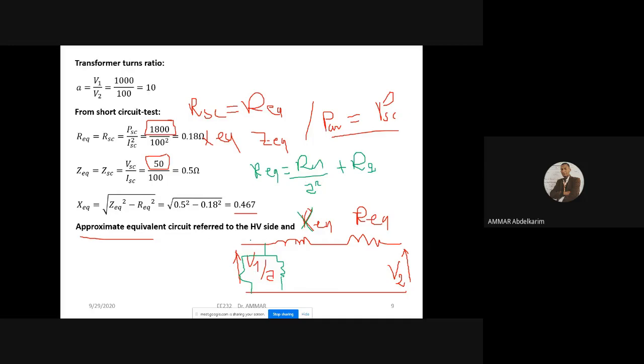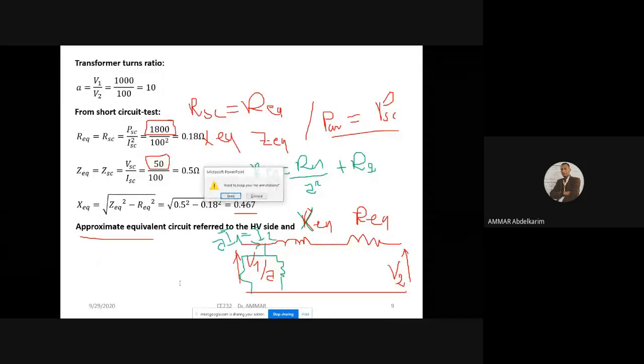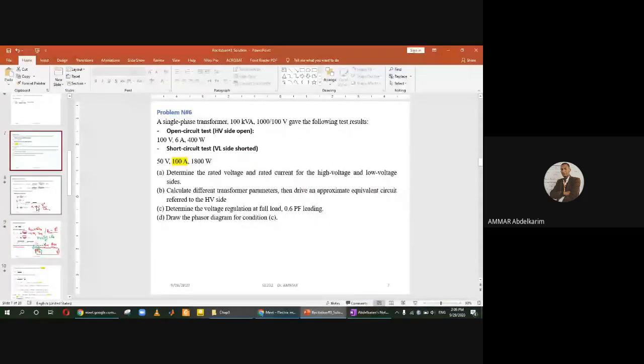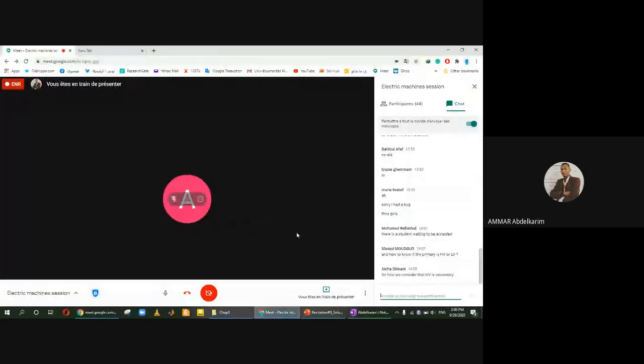So of course this is the current, which is I2, and it's equal to I1 times A. And also we choose this circuit to help us in the next question, which is the voltage regulation. I hope this is clear before passing to the next question.